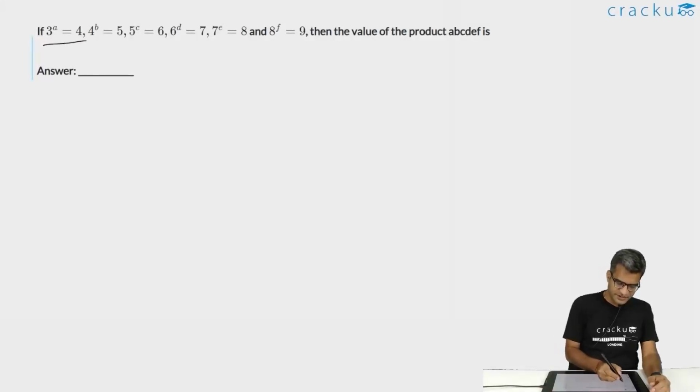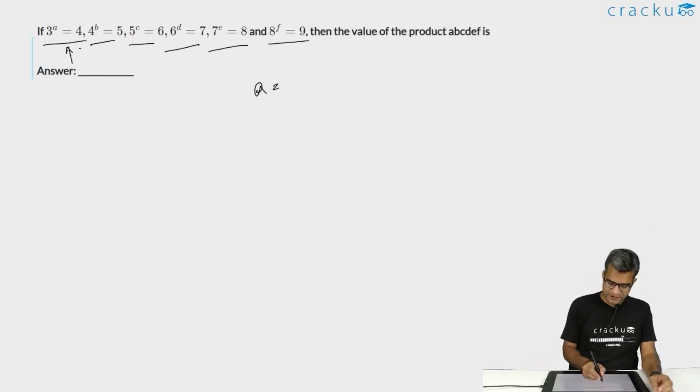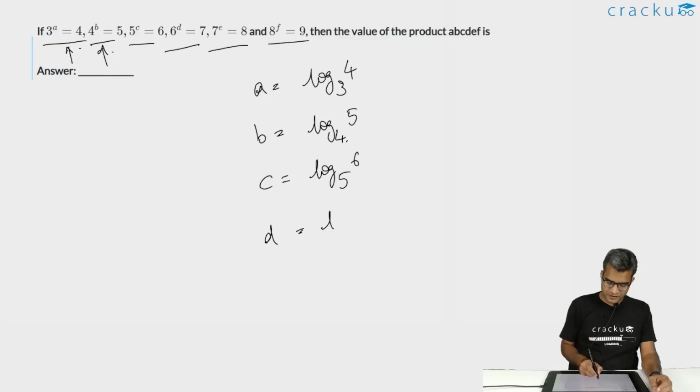In this question, we are told that 3 to the power a is 4, 4 to the power b is 5, 5 to the power c is 6, 6 to the power d is 7, 7 to the power e is 8, and 8 to the power f is 9. From the first part, you can assume that a is equal to log of 4 to the base 3. And from the second equation, you can assume that b is log 5 to the base 4. From the third one, c is equal to log 6 to the base 5. From the fourth one, d is equal to log 7 to the base 6. Next, e is equal to log 8 to the base 7. And f is equal to log 9 to the base 8.